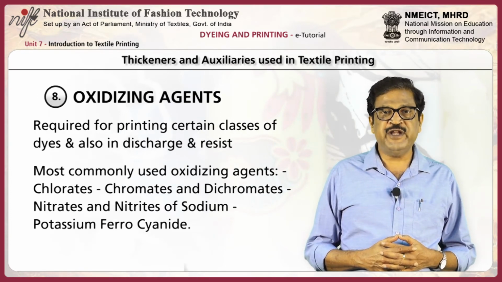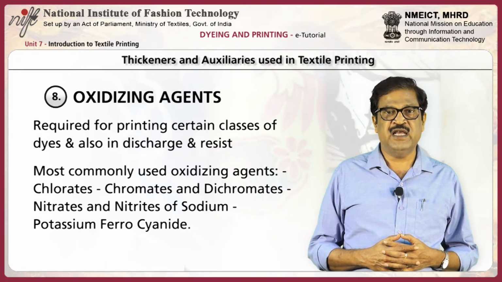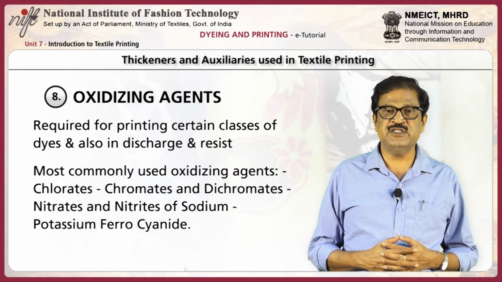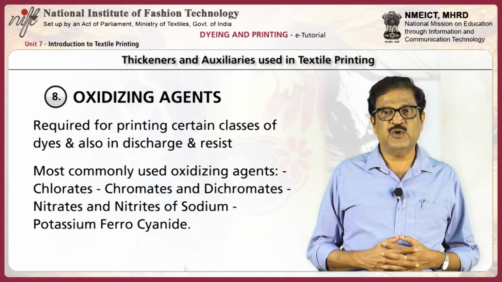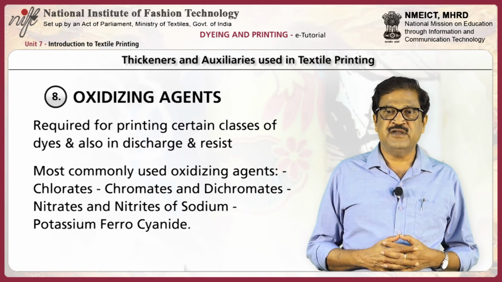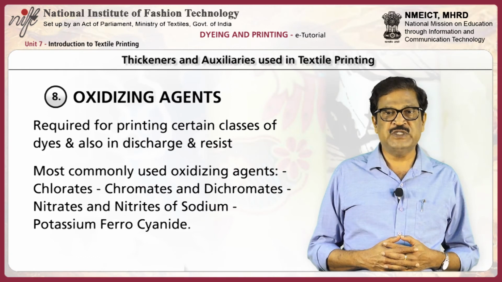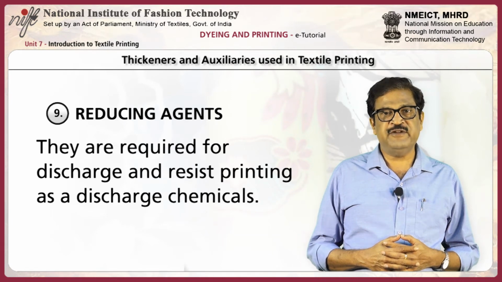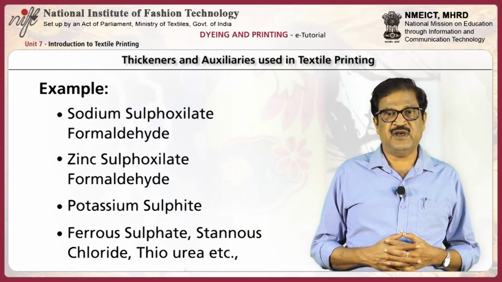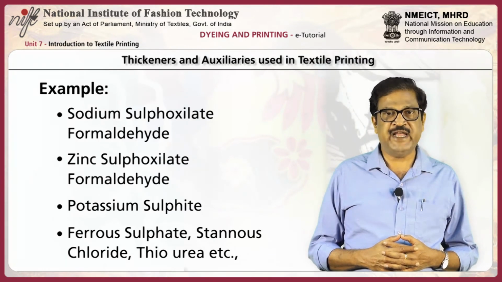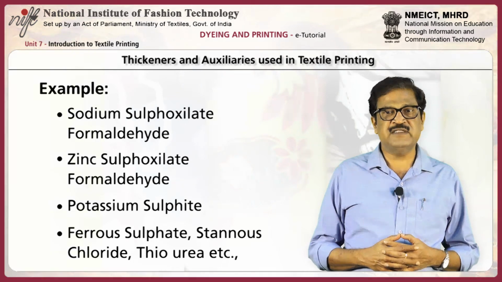Oxidizing agents are required for printing certain classes of dyes and also in discharge and resist printing. Most commonly used oxidizing agents are chlorates, chromates and dichromates, nitrates and nitrites of sodium, and potassium ferrocyanide. Reducing agents are required for discharge and resist printing as discharge chemicals. Examples are sodium sulfoxylate formaldehyde, zinc sulfoxylate formaldehyde, potassium sulfite, ferrous sulfate, stannous chloride, thiourea, etc.